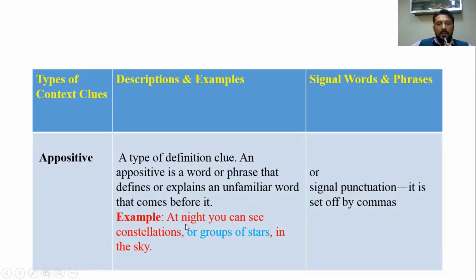For instance, at night you can see constellations, or groups of stars, in the sky. So here the word is constellations, and the writer has given the meaning of that unknown word, that is group of stars. So constellation means group of stars. Whenever the writer uses this technique, he will write a comma and define the meaning of that new word, and he will go ahead.